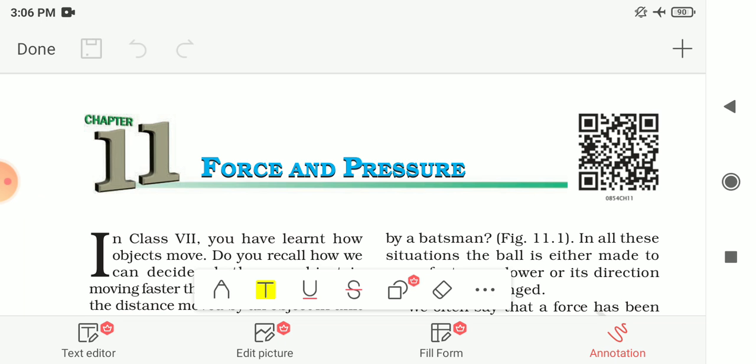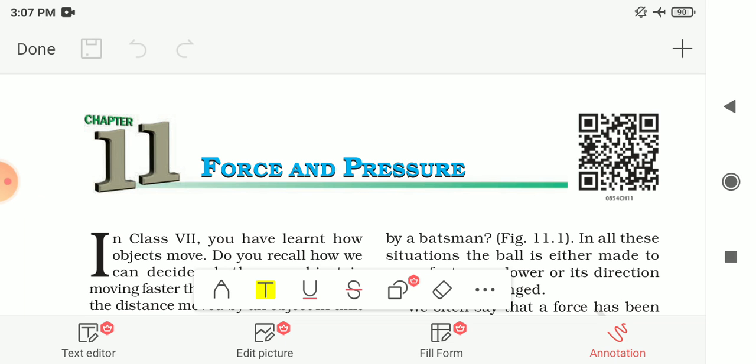Next we had seen that the speed of an object increases if the force applied on that object is in the direction of the motion of the object, and the speed of an object decreases if the force applied on the object is in the direction opposite to the motion of the object. That means if we apply the force in the opposite direction of the motion of the object, the speed of the object will decrease.